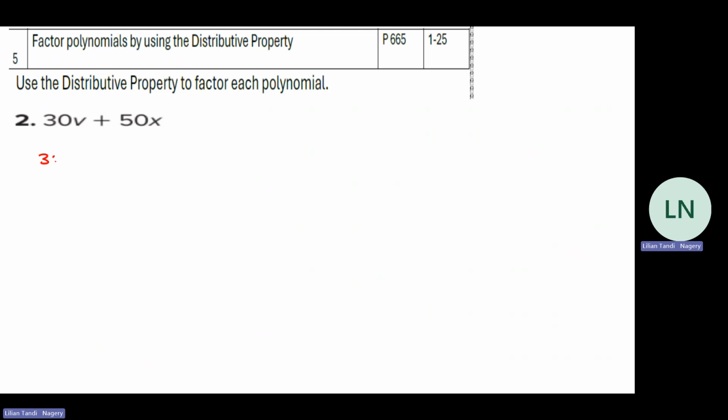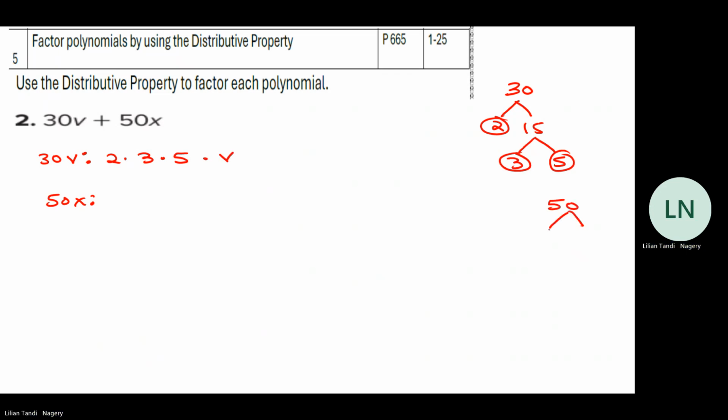Same thing here, 30v and 50x. Break down using prime numbers. So 30 is 2 times 15. 2 is a prime number. 15 is 3 times 5. So this is 2 times 3 times 5 times v. Break down 50. 5 times 10. 5 is a prime number. 10 is 5 times 2. So this will be 2 times 5 times 5 times x.